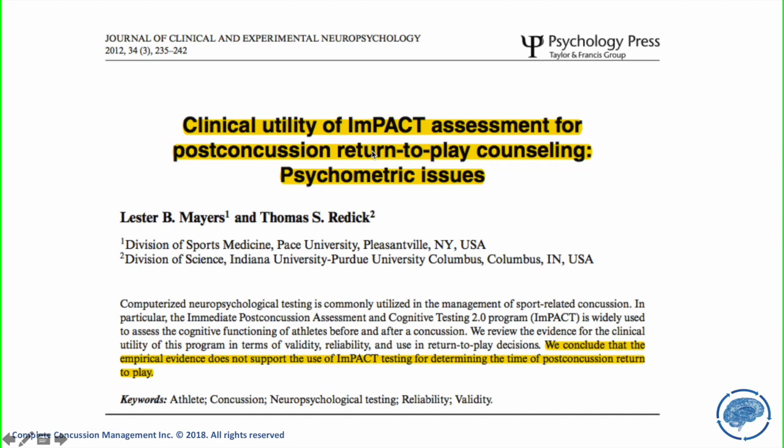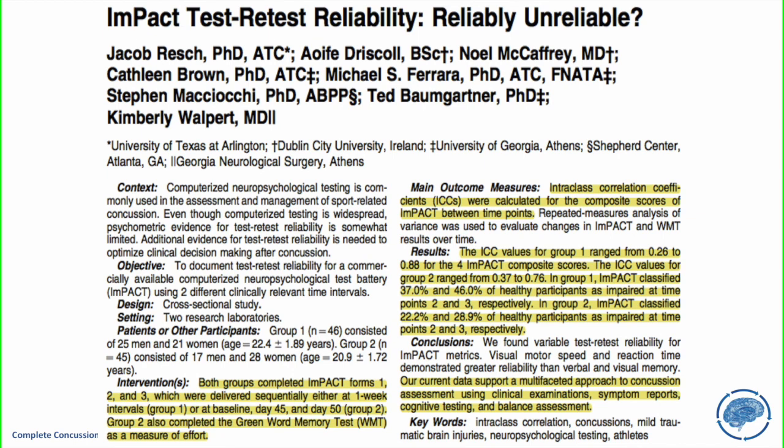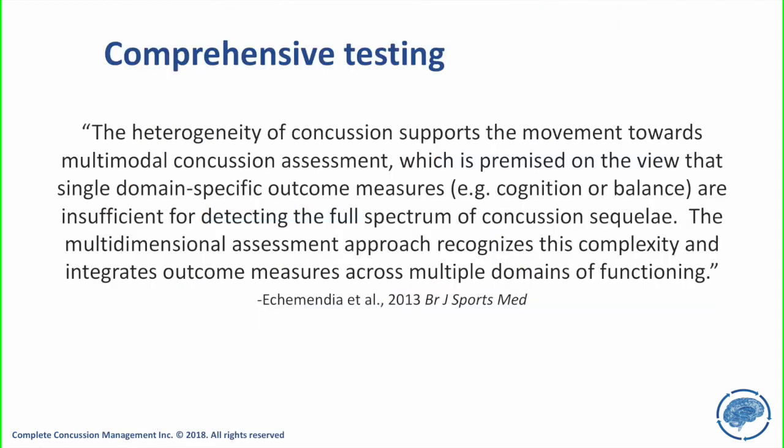Clinical utility of impact assessments for post-concussion return to play counseling. We conclude that the empirical evidence does not support the use of impact testing for determining the time of post-concussion return to play. Test-retest reliability of computerized concussion assessment programs. 3 contemporary computer-based concussion assessment programs evidence low to moderate test-retest reliability coefficients. Impact test-retest reliability. Again, our current data support a multifaceted approach to concussion assessment using clinical examinations, symptom reports, cognitive testing, and balance assessment.